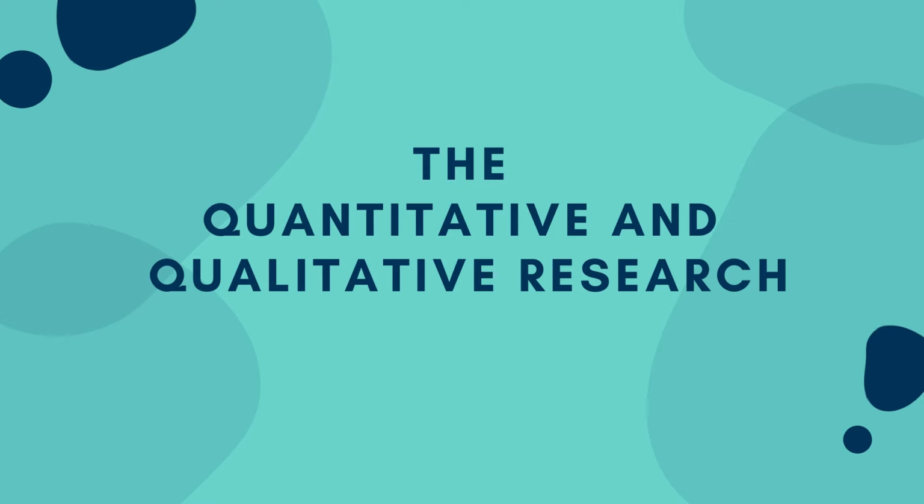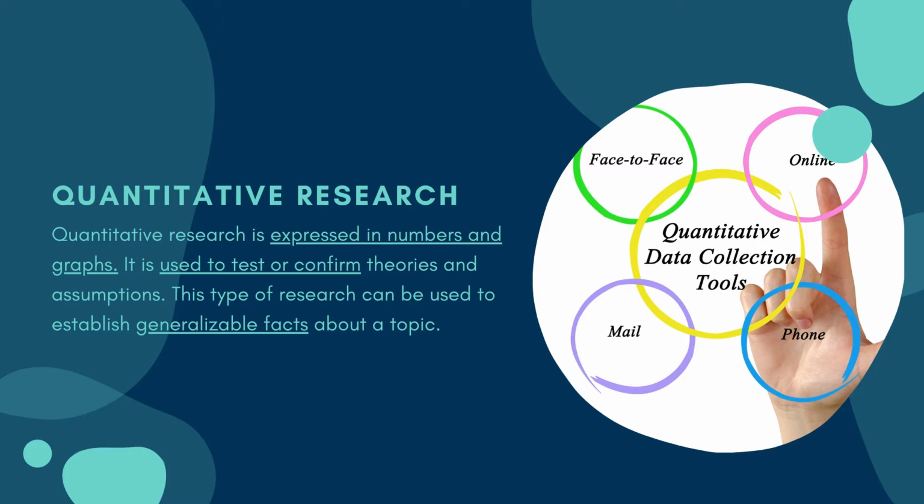When collecting and analyzing data, quantitative research deals with numbers and statistics, while qualitative research deals with words and meanings. Both are important for gaining different kinds of knowledge. Quantitative research is expressed in numbers and graphs. It is used to test or confirm theories and assumptions. This type of research can be used to establish generalizable facts about a topic.